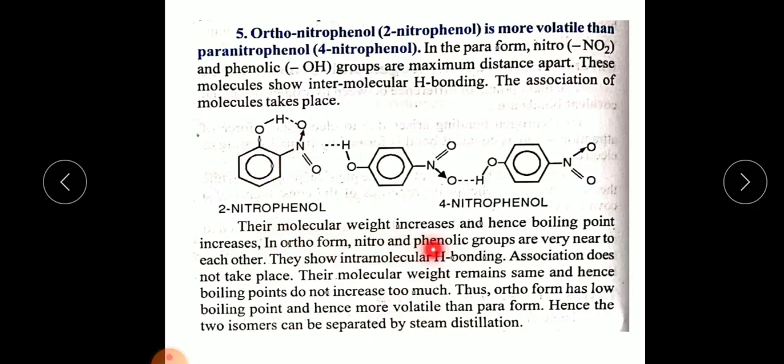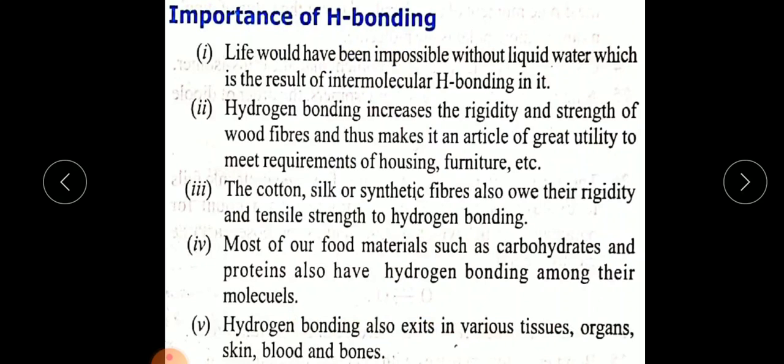In the para form, molecular weight increases through association and hence the boiling point increases. In the ortho form, the nitro and phenolic groups are very near to each other. This way intermolecular hydrogen bonding association does not take place. Their molecular weight remains the same and hence the boiling point does not increase too much. Thus the ortho form has a low boiling point and is more volatile than the para form. Hence the two isomers can be separated by steam distillation.